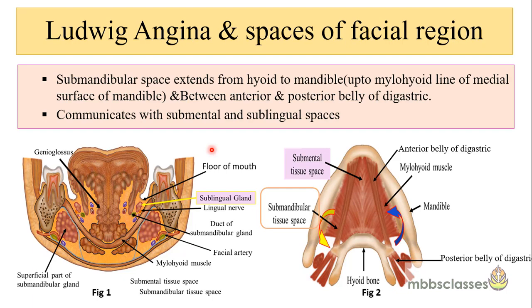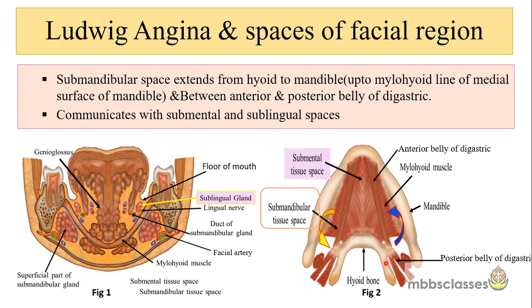For details about these deep neck spaces, kindly go through our video on the anatomy of deep neck space part 2. Here you can see there are two figures. This is figure number 1, the cross section of the face showing the contents of the submandibular region, sublingual region and the submental region. And in figure 2, these three spaces and the intercommunication between them are shown, and this picture is taken from below the hyoid.